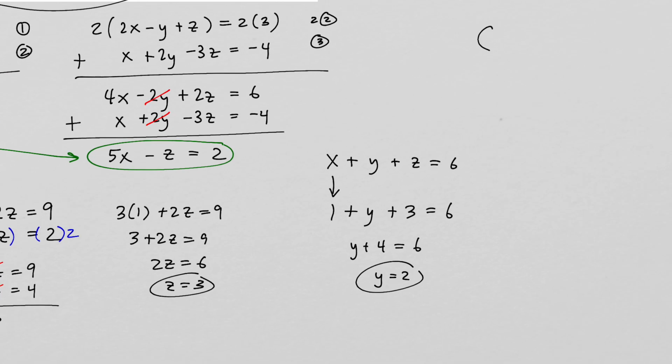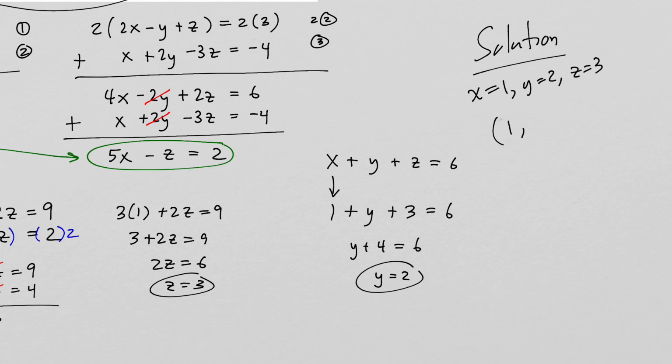And our solution is what you see here. x equals 1, y equals 2, and z equals 3. And we typically write that as an ordered triple, x, y, and z. And in this case, it's as easy as 1, 2, 3.